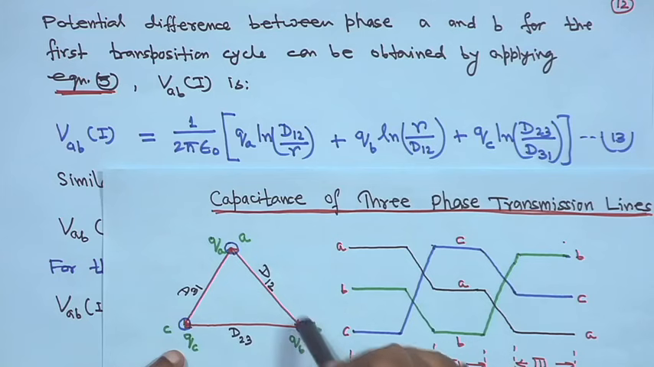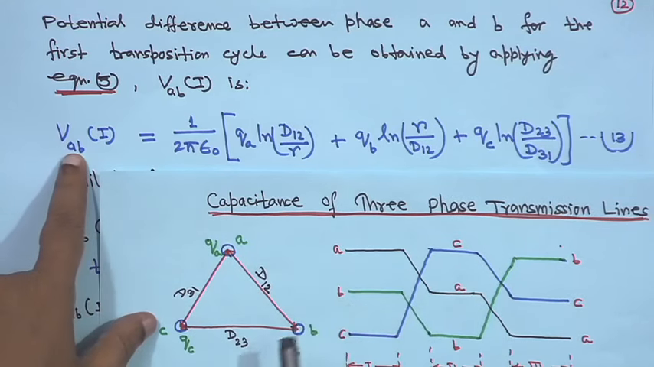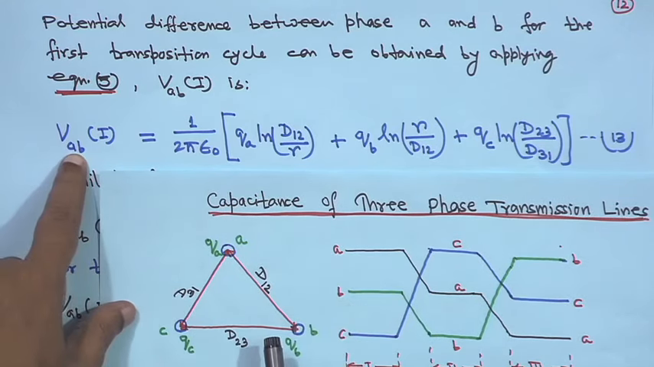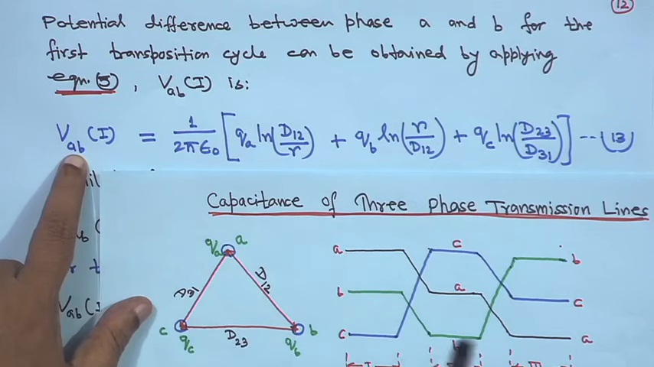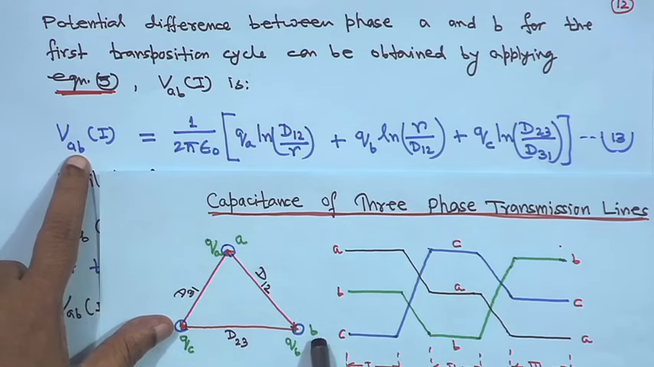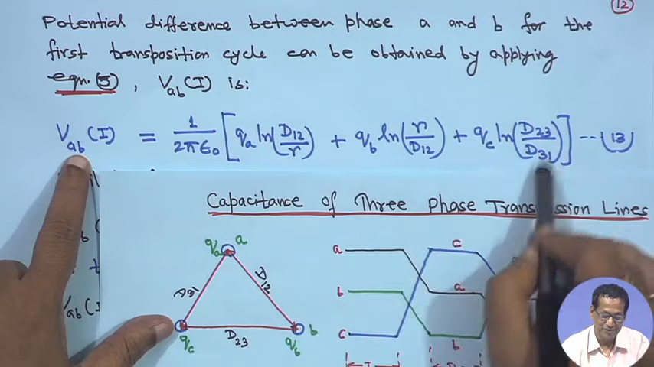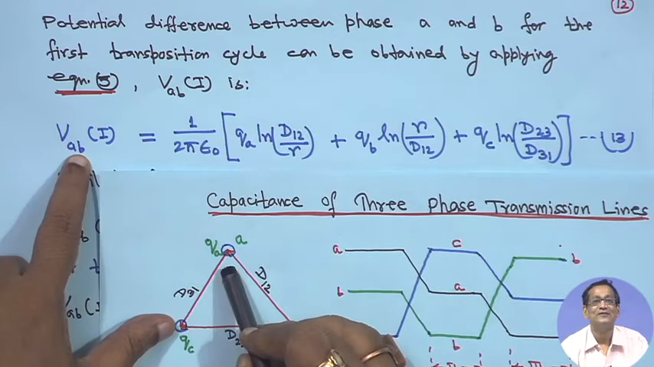Because you want to find out the potential, that is your VAB. If you recall the voltage V12 calculation, that D2 upon D1, that very fast diagram. So, if you think that way, from here to here it will be D23 and then D31.